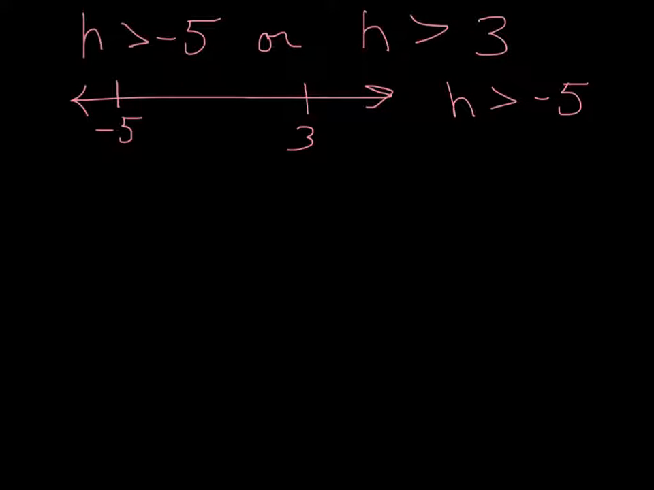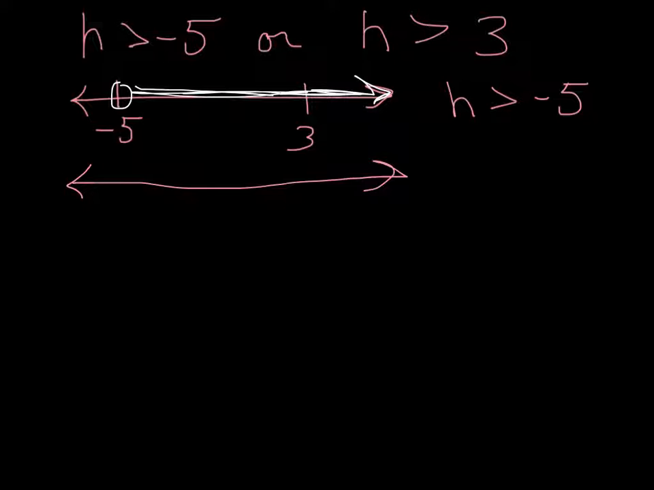Okay, so if we look at the graph of each of these, the graph of h is greater than negative 5 would be an open circle at negative 5 with everything shaded to the right of it. If we then did the same thing for the graph of h is greater than 3, here's our negative 5, here's our 3, we would have an open circle at 3 with everything shaded to the right of it. And that's our graph of h is greater than 3.